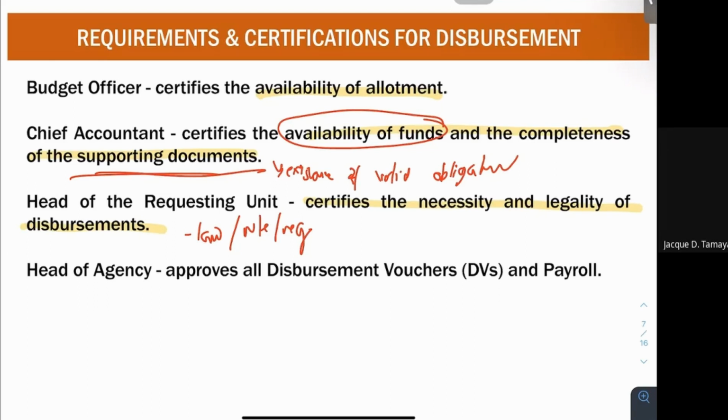Okay? So that is normally the process. Okay? So budget officer will look if ever there is an available allotment. Now the chief accountant now certifies the availability of funds and the documents. The requesting unit must show proof of the legality of the disbursement. And then lastly, that disbursement voucher must be approved by the head of the agency.